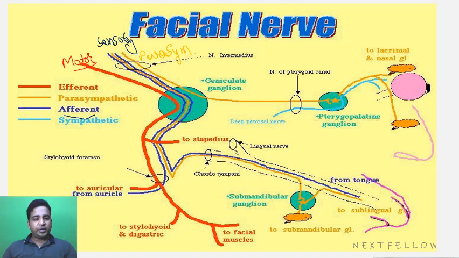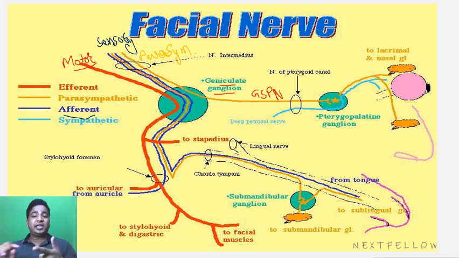They are going inside, making the first genu, that is the geniculate ganglion, and giving the first branch, that is the GSPN. This is the GSPN. In this GSPN, you can see the parasympathetic fibers, which are marked in yellow color. These are the secretomotor fibers, which relay in the pterygopalatine ganglion and then supply the lacrimal gland, nasal gland, etc., and thus help in secretion of tears in the eyes.